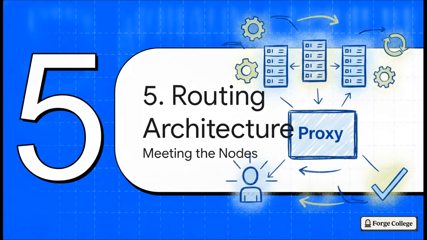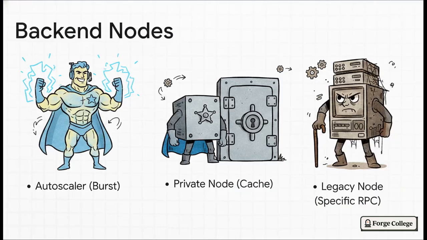Section 5. Real-world routing architecture, meeting the nodes. Let's move to and see how this builds a highly practical proxy configuration scenario. We're managing a heterogeneous mixed bag cast of 3 backend servers.